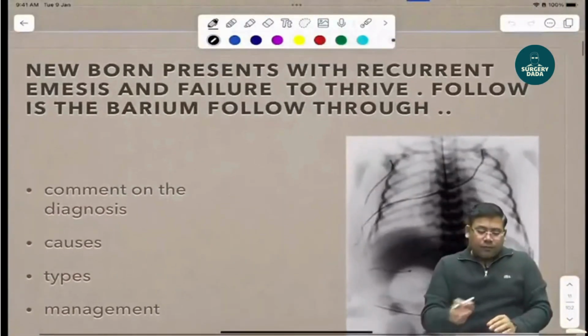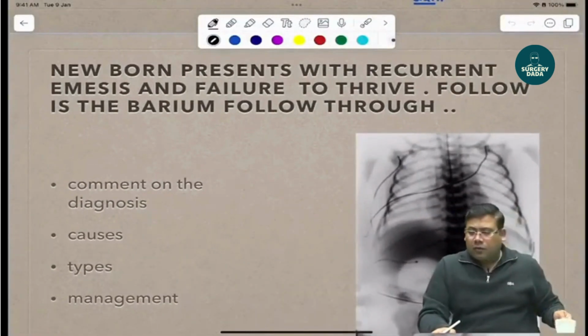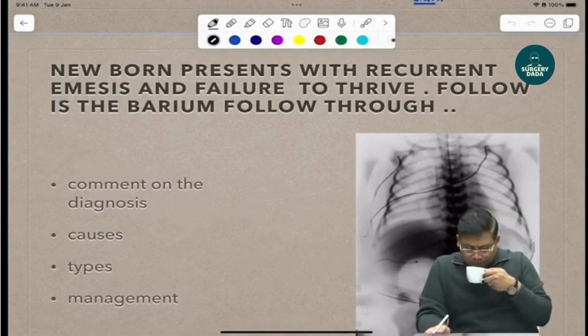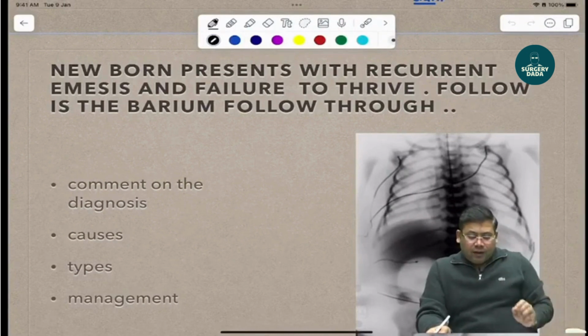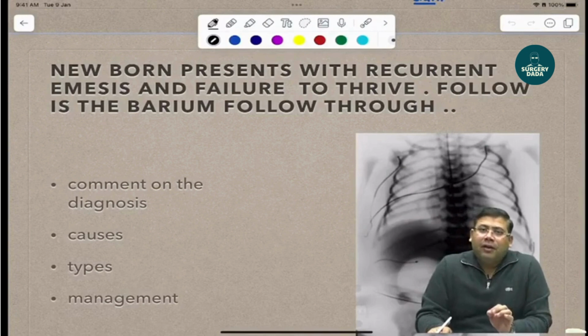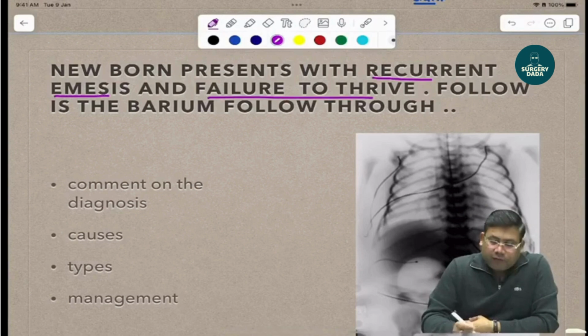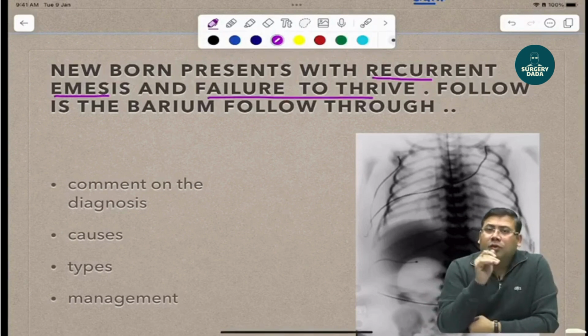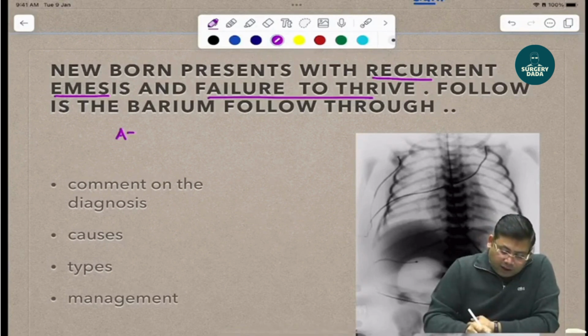Next is, a newborn presents with recurrent emesis and failure to thrive. This is again a simple question. One thing is clear: why failure to thrive? The food is not going inside. Why emesis? Because there is a blockage. So one thing is clear, that we are dealing with atresia.